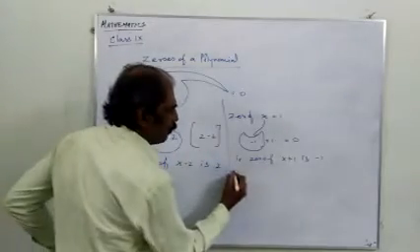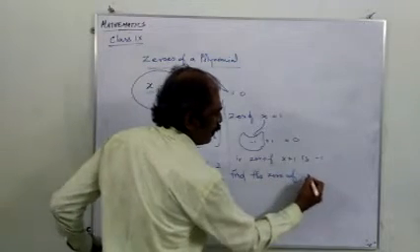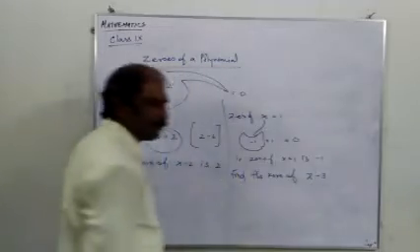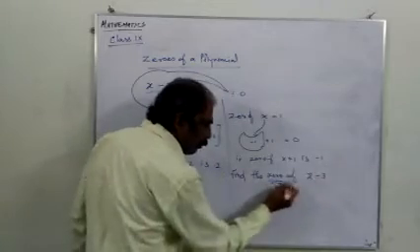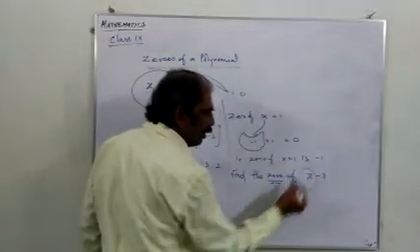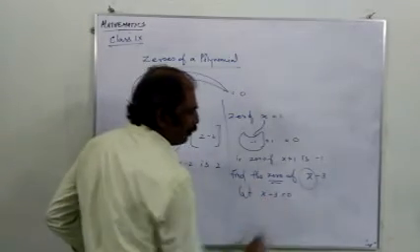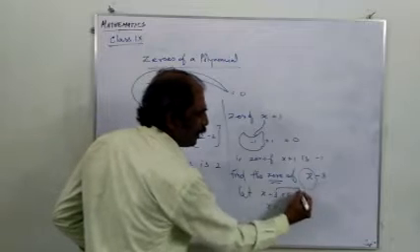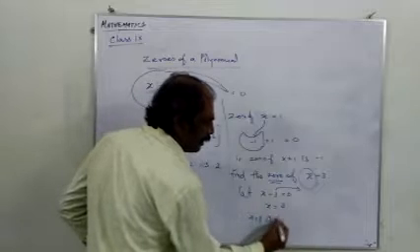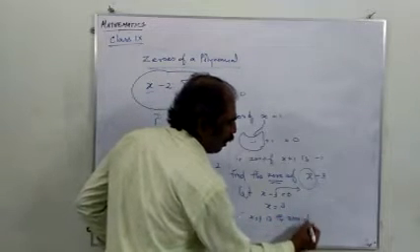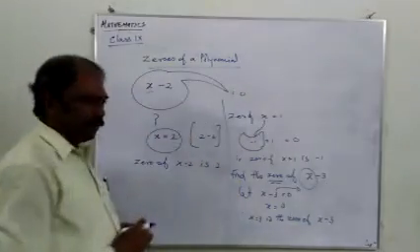Now how to find it? Suppose you are given: find the zero of x minus 3. We know that the zero of the polynomial is the value of the variable which makes the whole polynomial 0. So let x minus 3 equal to 0. Then what is the value of x? If you take it there, it will become 3. Therefore, x equal to 3 is the zero of the polynomial x minus 3. Clear?